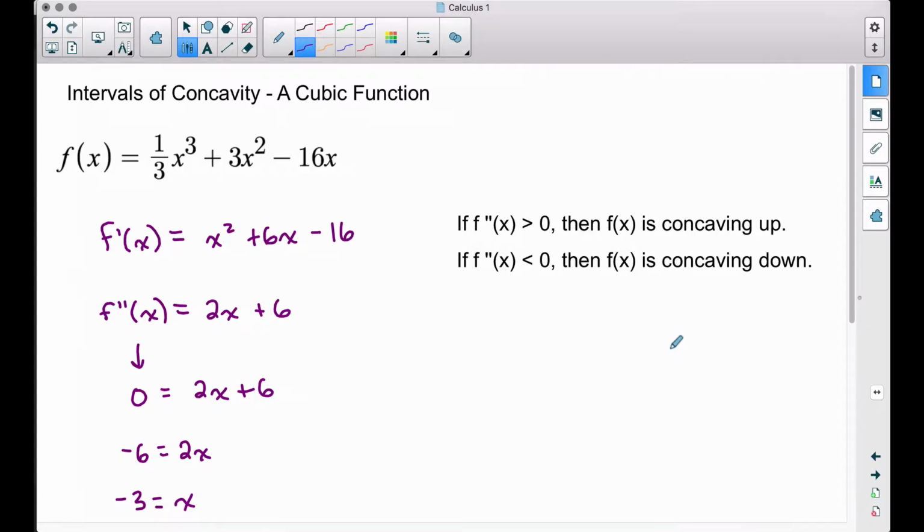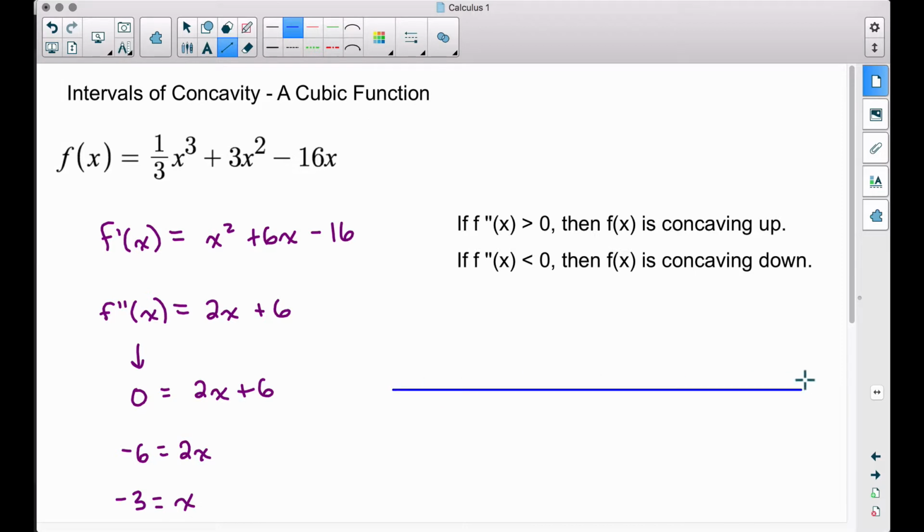Now let's suppose we did not have that graph. Let's create a sign chart to test our second derivative on the left side of negative 3 and on the right side of negative 3. So here is that value that gave us a second derivative that's equal to 0. And just like in the intervals of increasing and decreasing videos, let's pick some test values. Anything to the left of negative 3, such as negative 4, and anything to the right of negative 3, such as 0. You could pick negative 2, negative 1, anything to the right of 0.